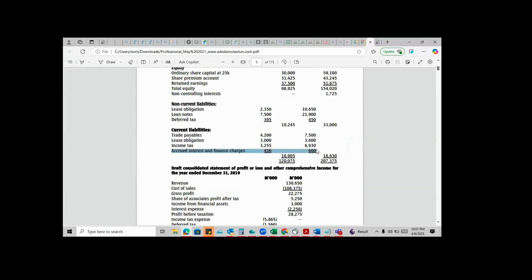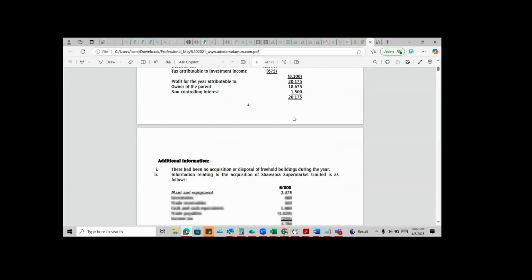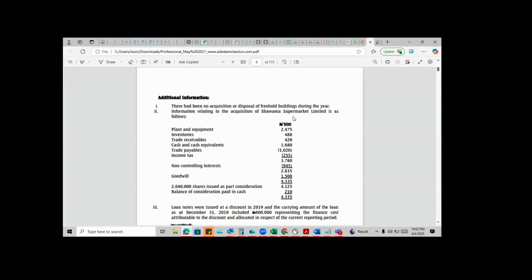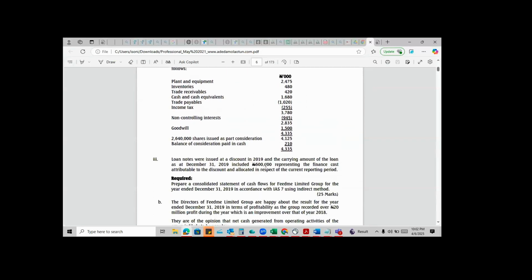This line is taking care of the accrued interest and finance charges, Abby. But then you also have loan notes. You also have loan notes here. So that additional information number 3 is now telling you that 600,000, part of your finance cost, 600,000 is attributable to loan notes.